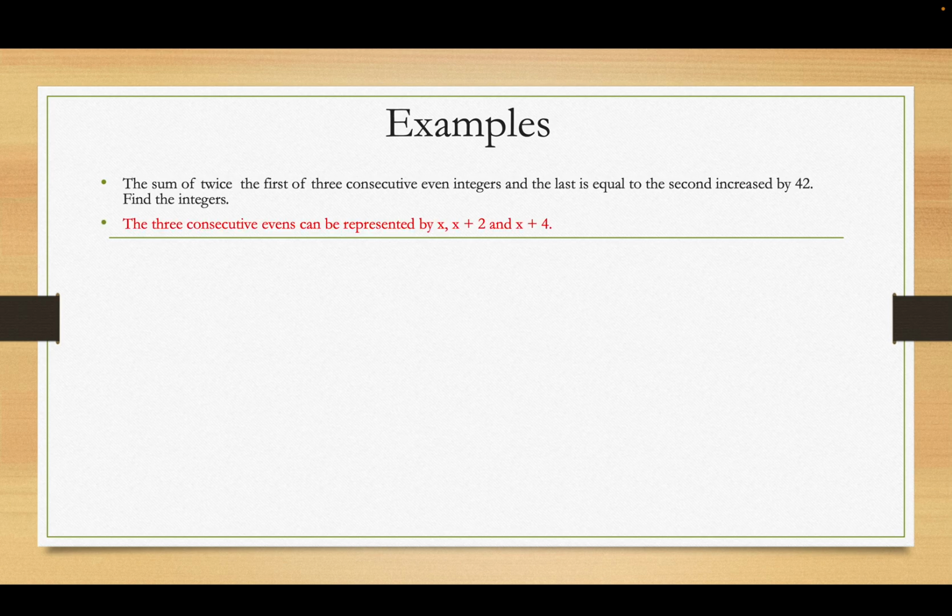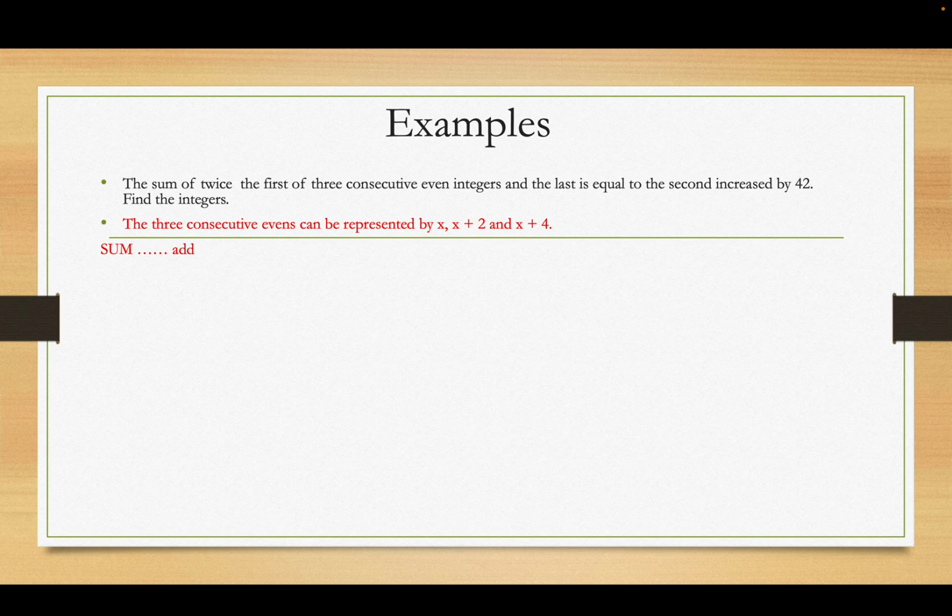Okay. Sum of 3 consecutive evens. If it's consecutive evens, just like odds, it's x, x plus 2, x plus 4, because like you could take a favorite even number, like 10, and the next one's 12, so you go up 2. The next one's 14, you go up another 2. So consecutive even and consecutive odd are the same exact thing.